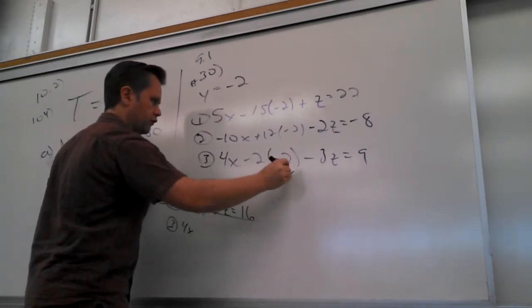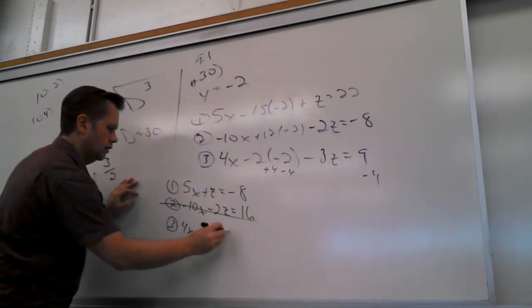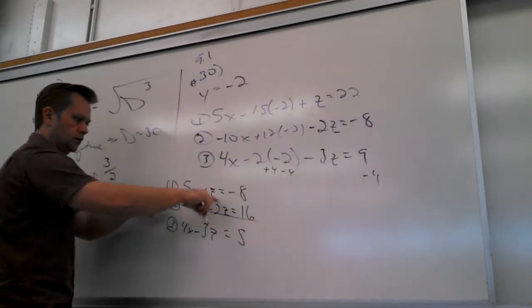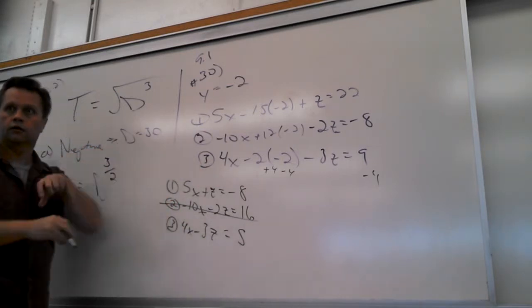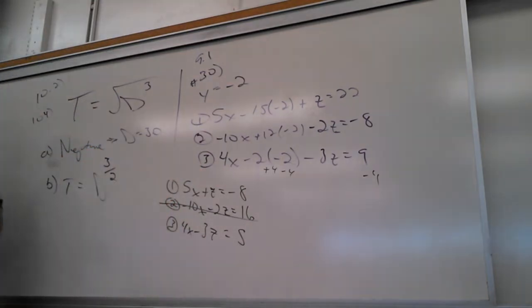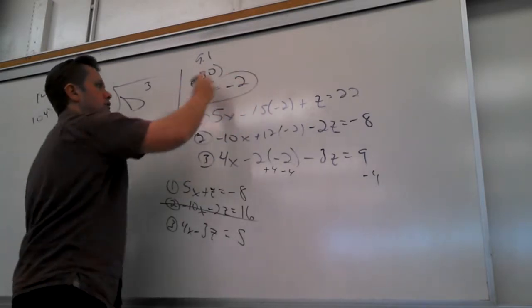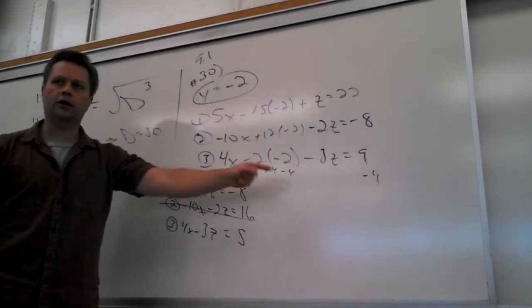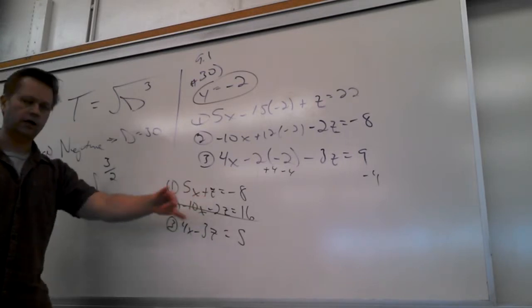Plus 4, so subtract 4. So I get 4x minus 3z equals 5. So between these two, I can kill, for example, the z pretty easily, right? When two variables die and you get something earlier than you expected, that's good. Plug it in everywhere, and then you see which ones you can use to kill the other variables.